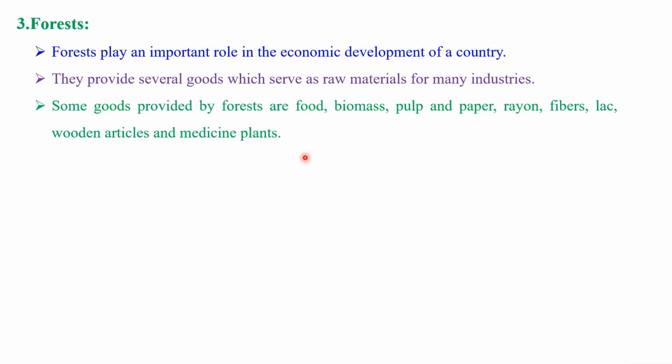And the various forest-based industries are concentrated near forest areas, and for that purpose forests are very useful. If an area has a very good forest, then definitely all these forest-based industries will develop there, and that will support the economic development of that country. So in this regard, the role of the forest is very important.